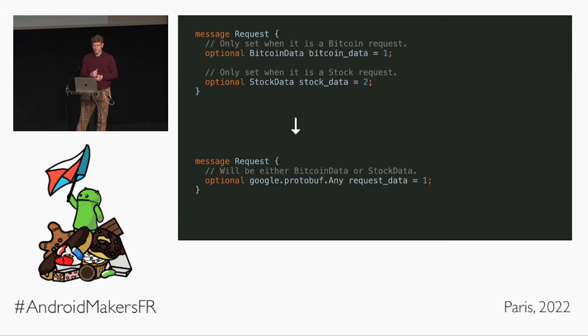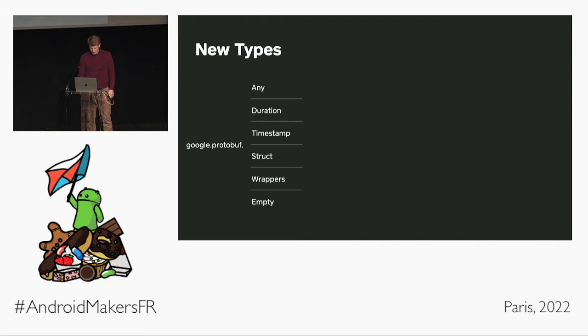The positive side of this is if later we add a third type or something else, this request type doesn't need to be updated. And moreover, this piece of code can live somewhere where it doesn't know about Bitcoin or stock data. Like we can really do some kind of a Protobuf dependency injection kind of thing. So good to know. And so this is the trade-off that Wire took for those types.